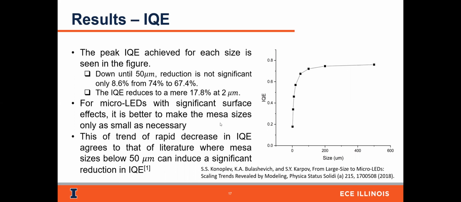So for micro LEDs with significant surface effects, it's better to make the mesa size only as small as necessary. It doesn't mean that you need to have a really small size, because you can decrease the size, which increases the resolution, but at the same time you are decreasing the peak internal quantum efficiency. So there's a design trade-off for you to consider if you want to simulate micro LED as your final project.